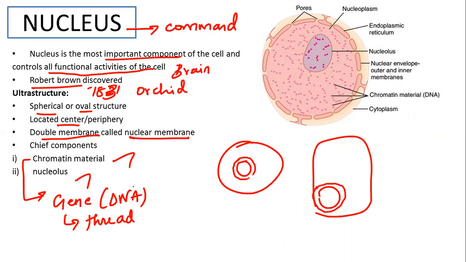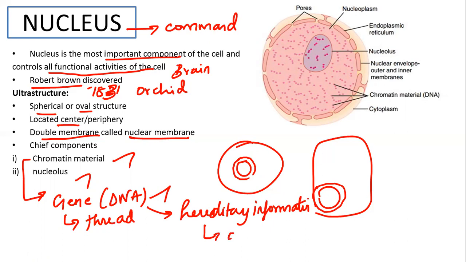This chromatin material mainly consists of DNA. This DNA is responsible for giving hereditary information. What is hereditary? Hereditary means transfer from one generation to another generation. Transfer from one generation to another generation is called heredity. Let's say your father may be having a character.